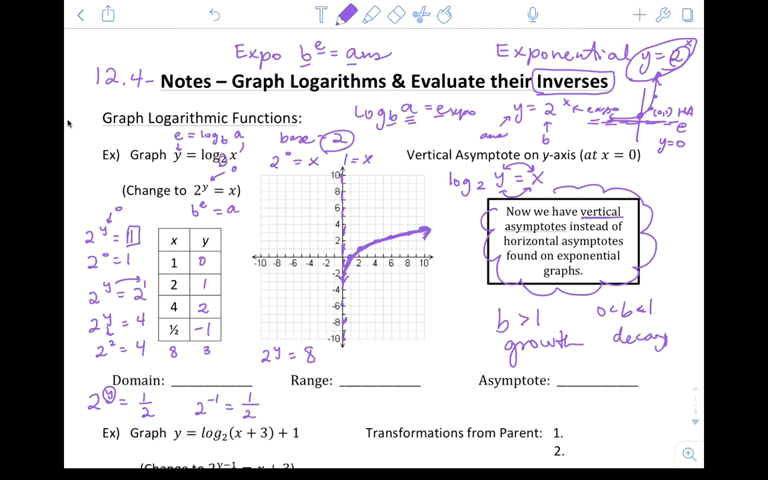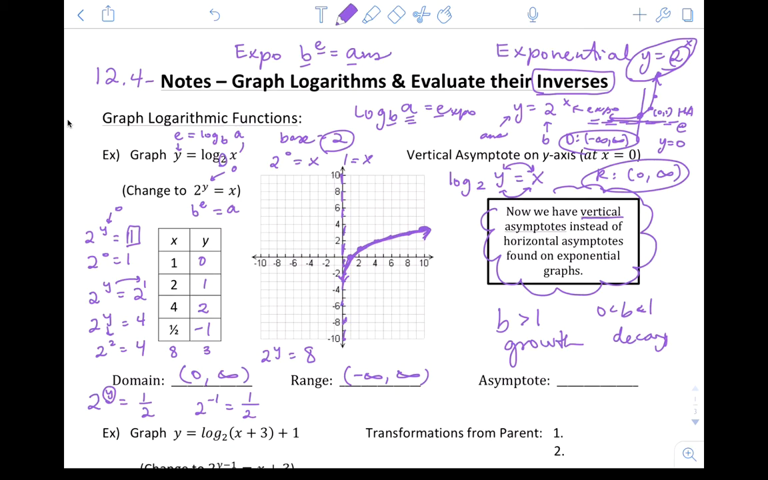What's our domain? When we did exponentials, our domain was all real numbers left to right, and our range was the asymptote of 0 to infinity. Since x and y have switched, because they're inverses, domain and range have switched as well. Our domain is actually the vertical asymptote to infinity, and the range is all real numbers. Boom. X and y switched places. Now, they graph as inverses.